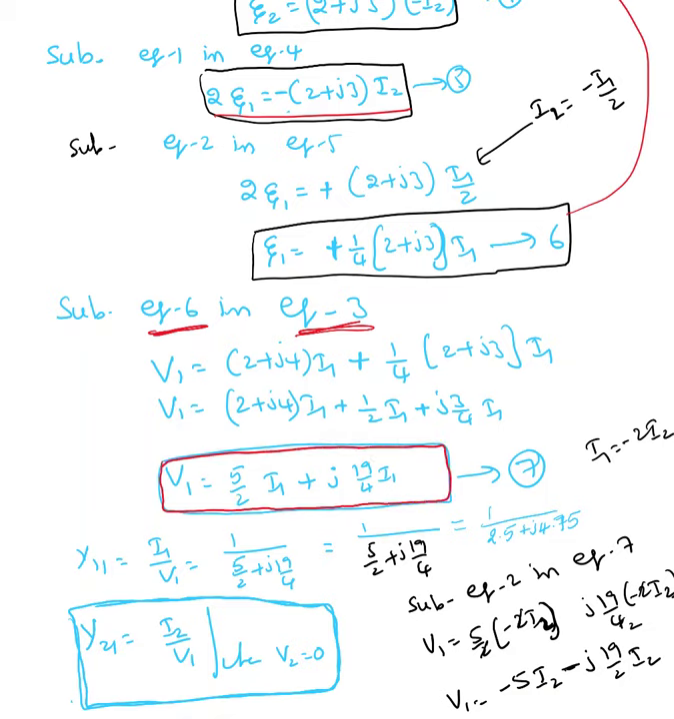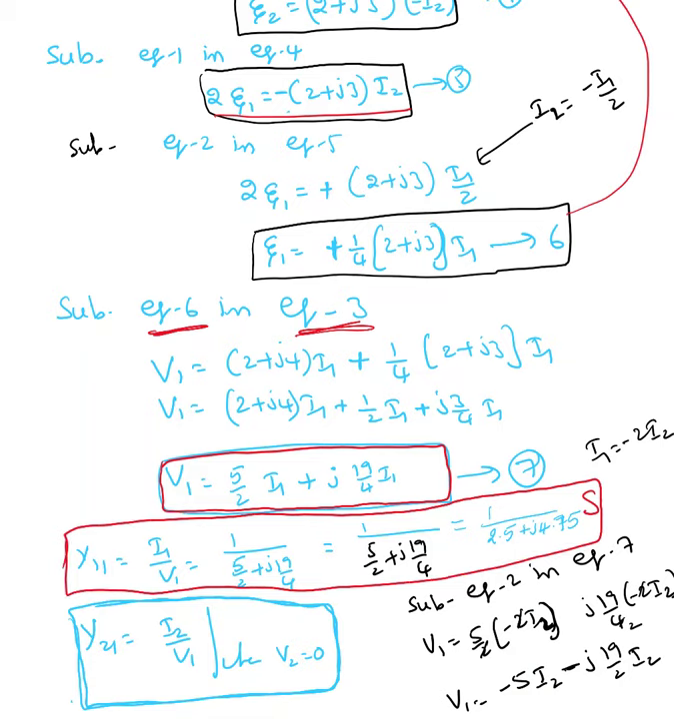So Y11 equals I1 over V1. So it's going to be 1 over (5 by 2 plus j 19 by 4). If I simplify, this is what I'm going to end up with. Y11 equals 1 over (2.5 plus j4.75) Siemens, that's the unit.